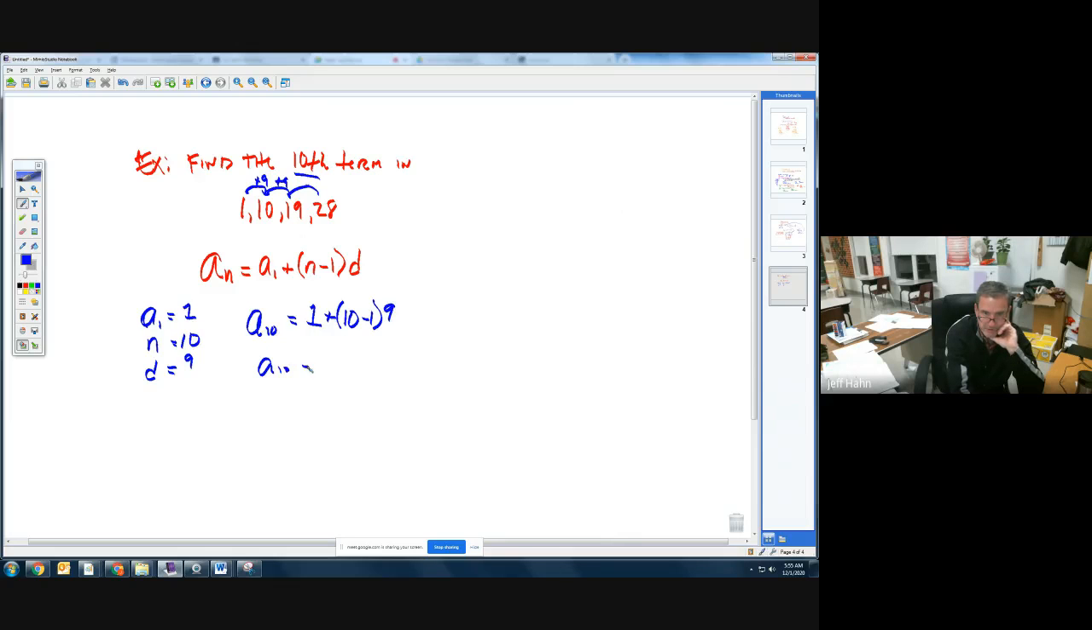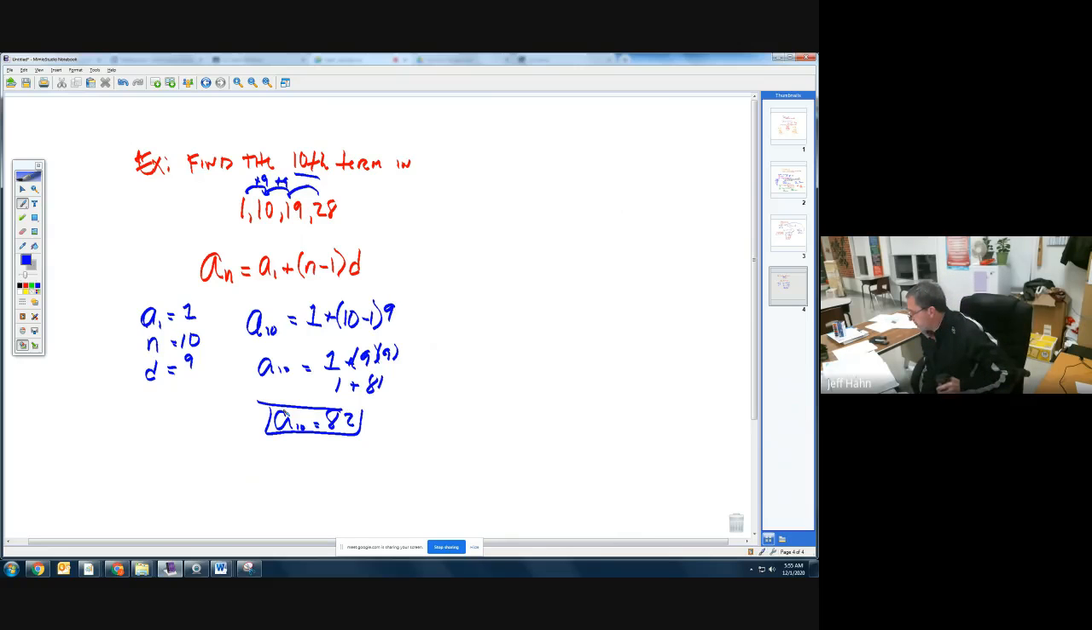So let's do some math here. I get 1 plus 9 times 9, and 9 times 9 is 81, plus that 1 up there. So the 10th term is 82. Shabam. Hopefully that's not terribly difficult for you.